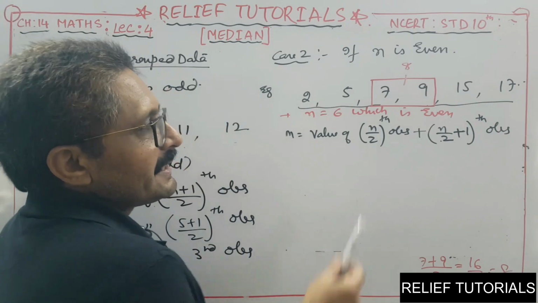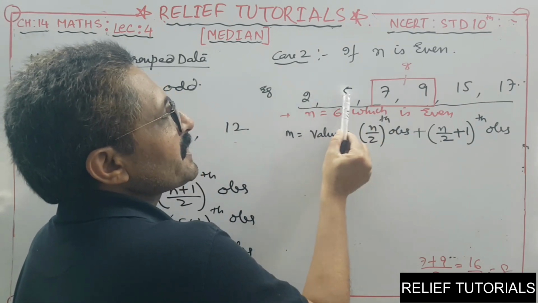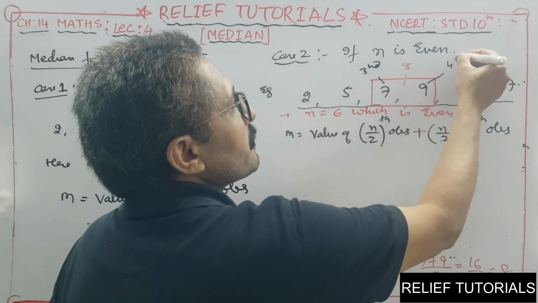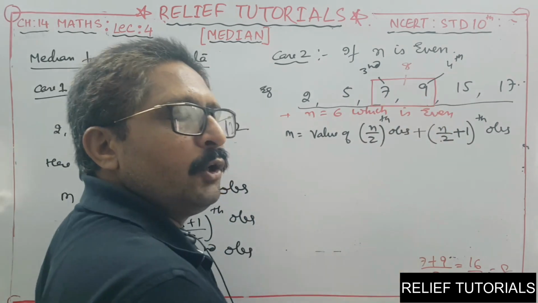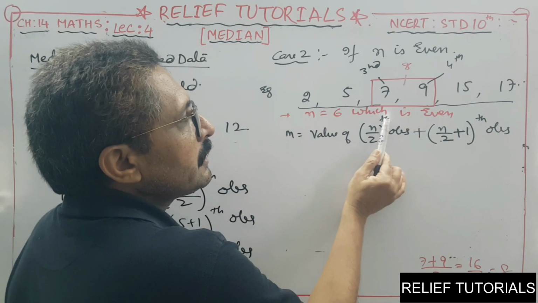Have you got it? See, n is equal to 6. So 6 by 2, you will get this third observation: first observation, second observation, this is the third observation, and this is the fourth observation. You have to take the average of the third and fourth observations. So n is 6, 6 by 2, third observation.